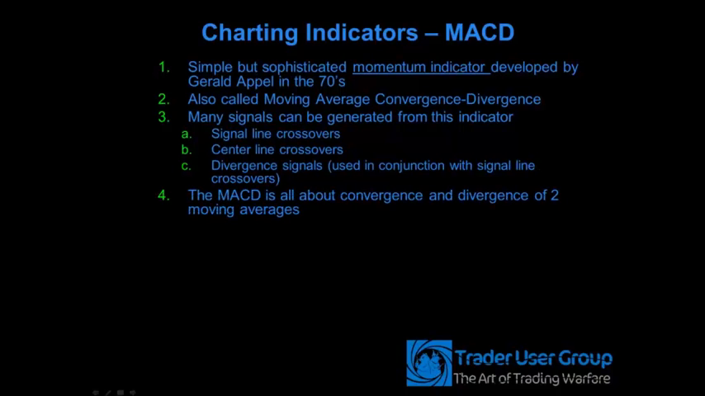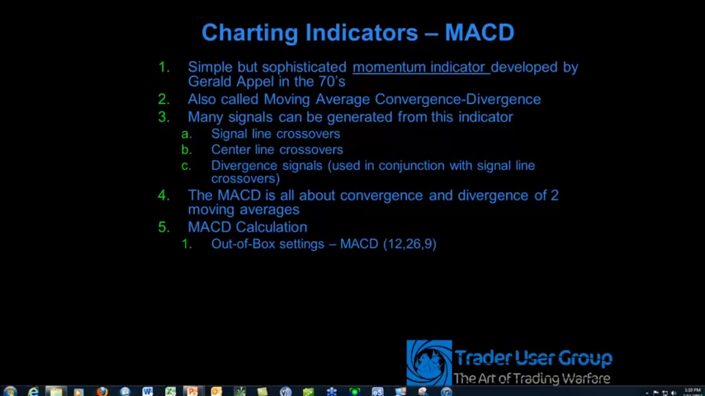So the MACD, as I said, is all about convergence and divergence of two moving averages. And let's go into the MACD calculation. Now, a lot of people, surprisingly, use the MACD a lot, but they have absolutely no clue how the MACD is calculated. A lot of people think, well, I've got a 12, a 26, and a 9, which are the standard out-of-the-box settings, all right?